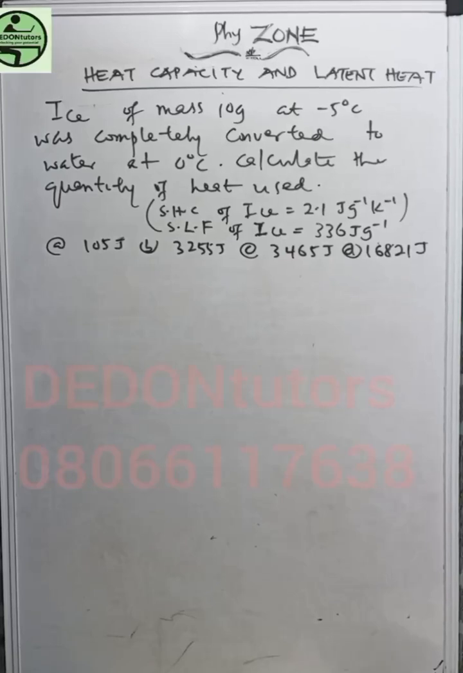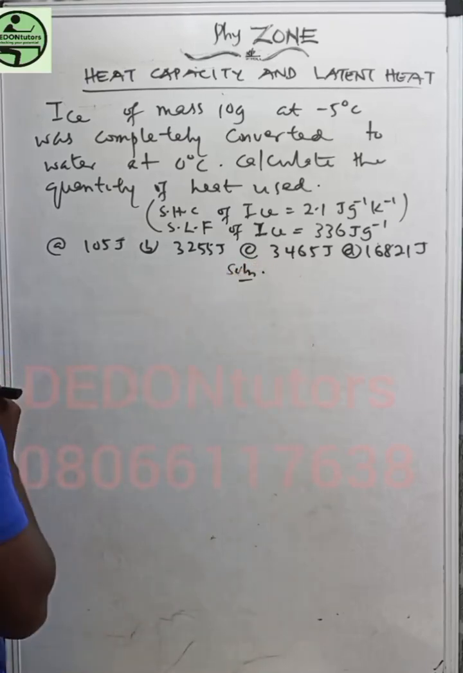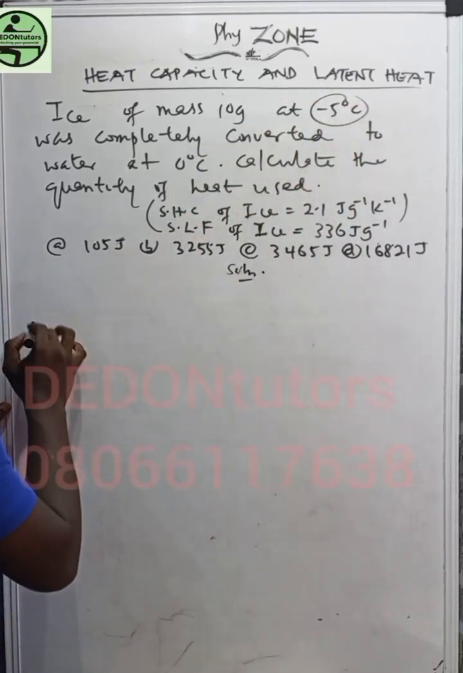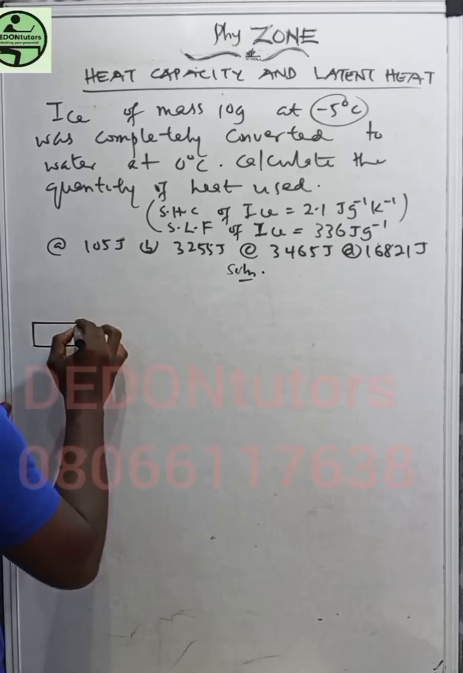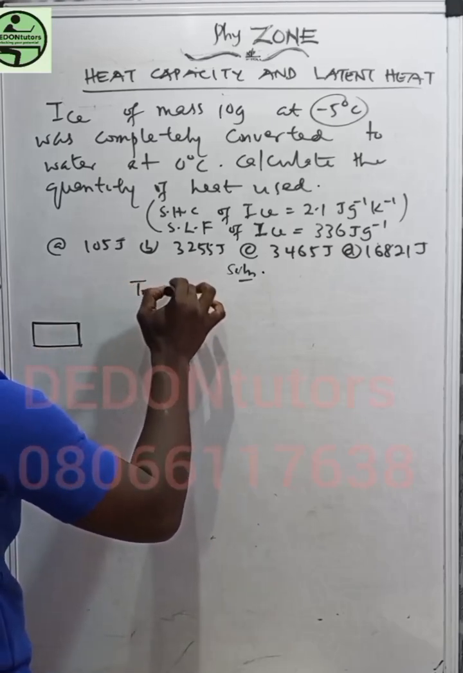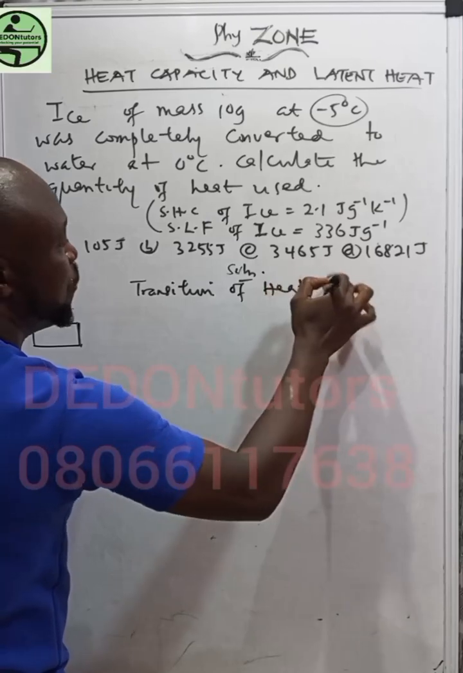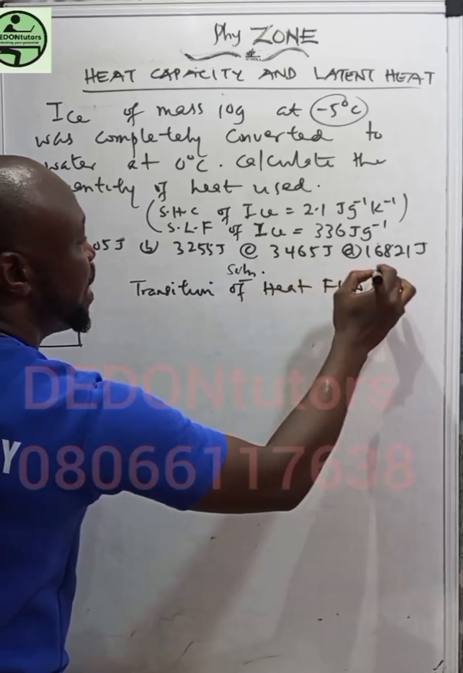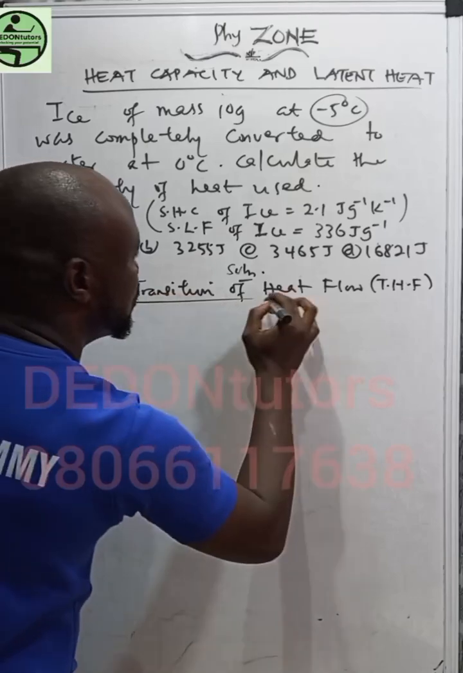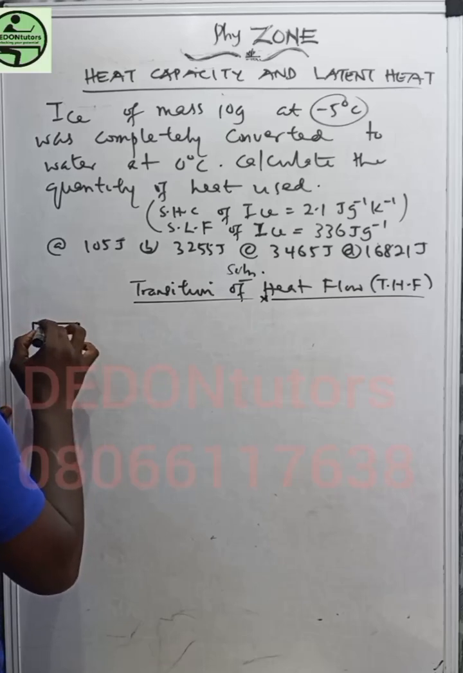Let's take a look at this question under specific heat capacity and make sense of it. Now the question says ice at minus 5 degrees Celsius. So let's have our transition of heat flow, THF. So now this is on the ice.